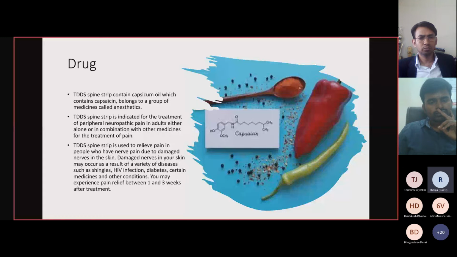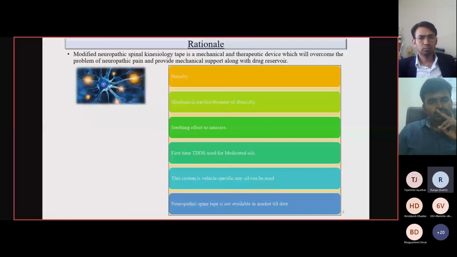This is about the drug. The rationale behind making this prototype is that this modified neuropathic spinal kinesiology tape is a mechanical and therapeutic device which will overcome the problem of neuropathic pain and provide mechanical support along with a drug reservoir. It is a novel mechanical traction because of the elasticity of kinesiology tape. Kinesiology tape itself gives a soothing effect to muscle by its pulling mechanism.